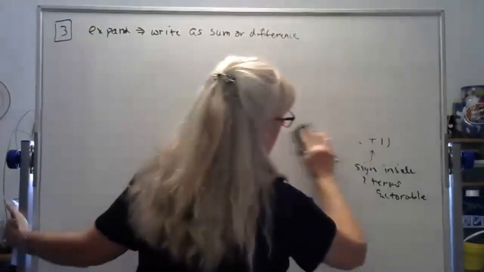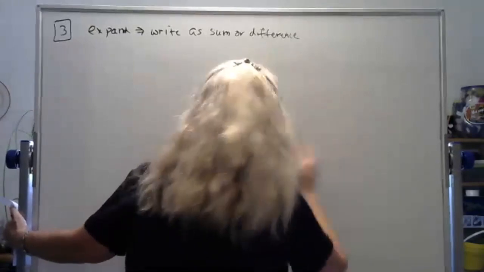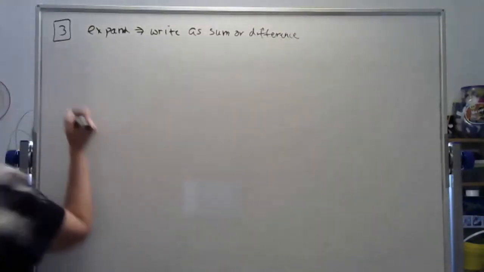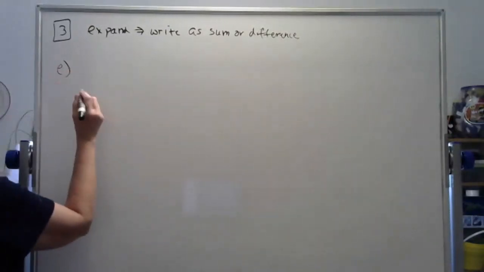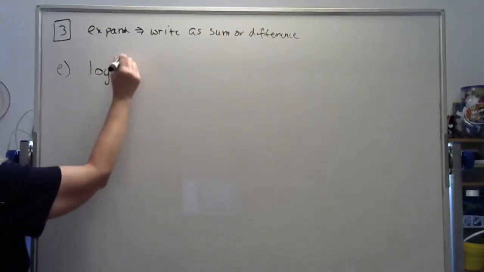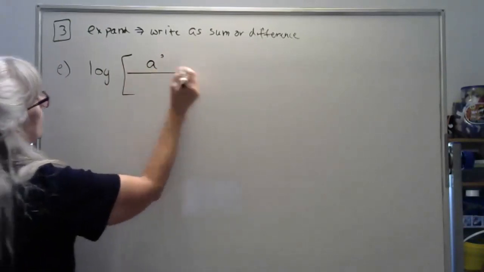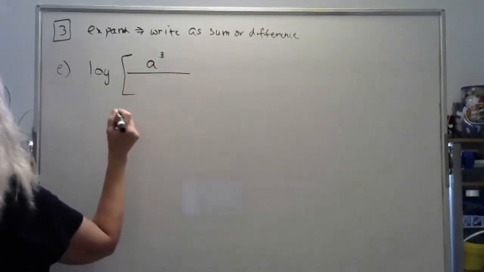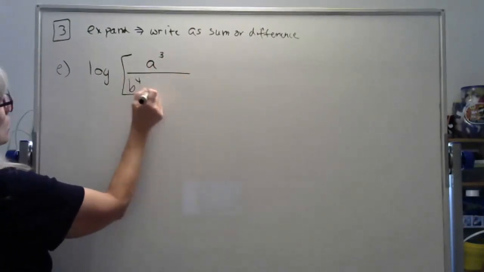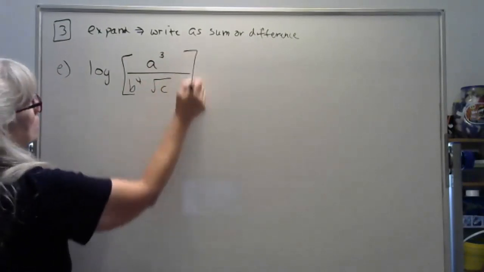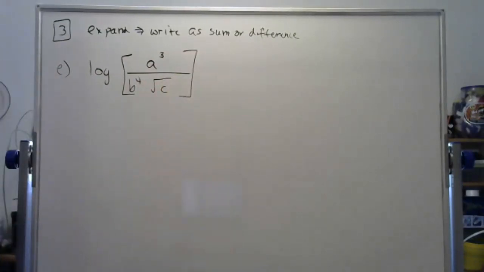Okay, one more part on that one. So this is part E. And E says log of a to the 3rd, that's a 3, all over b to the 4th times the square root of c. So just kind of ugly looking.